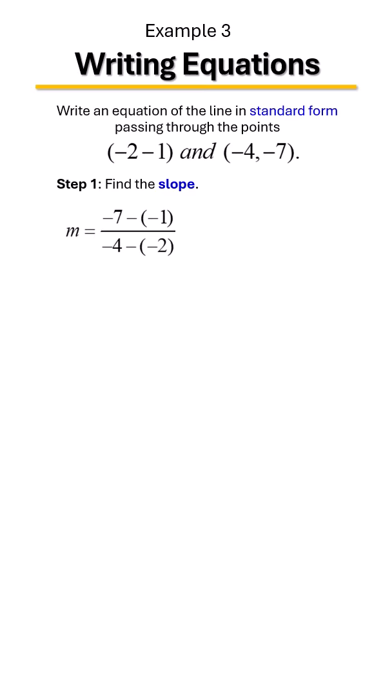We know that double negatives become positive. Combine the numbers up top and bottom. Negative 6 divided by negative 2 is going to give us positive 3, so we have a slope of 3.